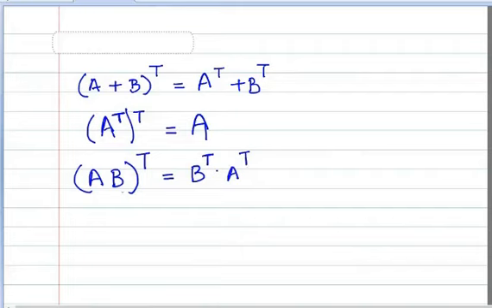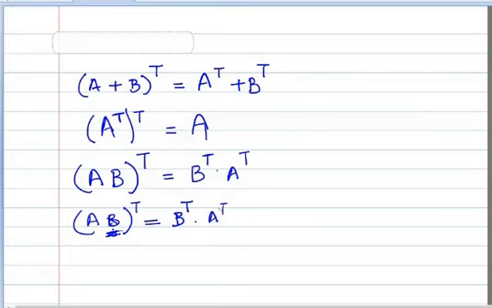Here I have to write it in the reverse order. I am multiplying A, B, and then finding the transpose. So whatever matrix is last should come first. Here B is last, so I am writing it first. So B transpose, then A transpose. You should not write it like this: A transpose, B transpose. This is wrong. You have to write it in the reverse order.